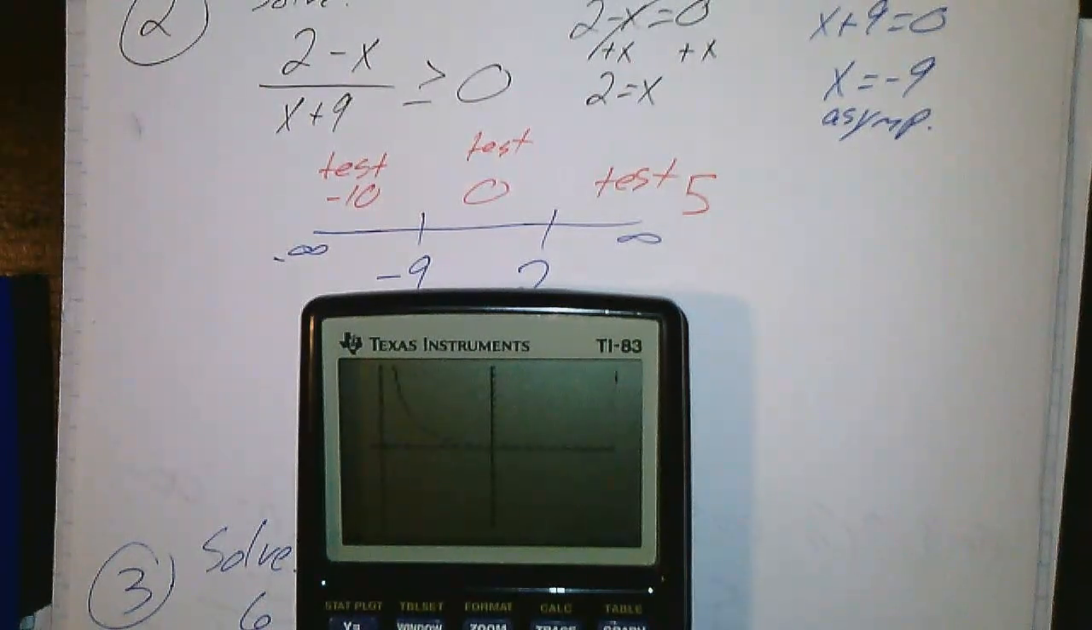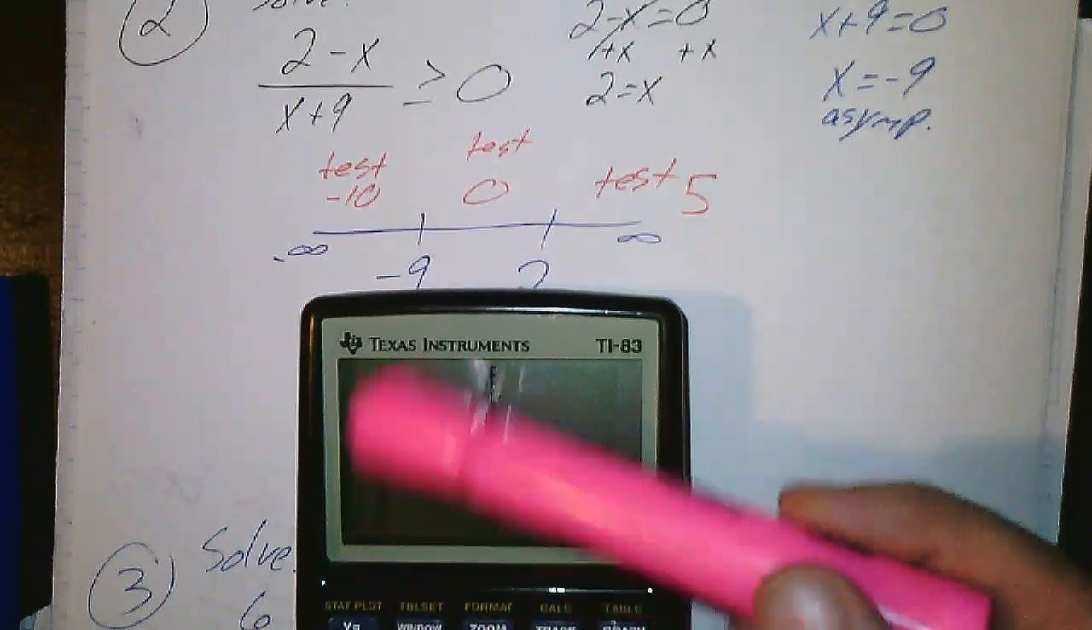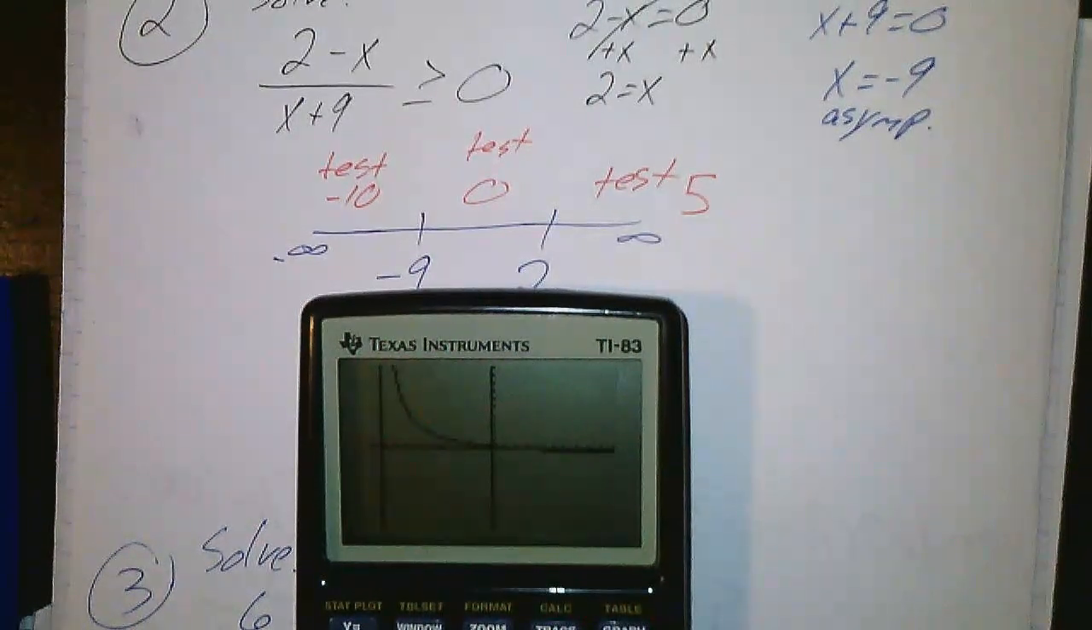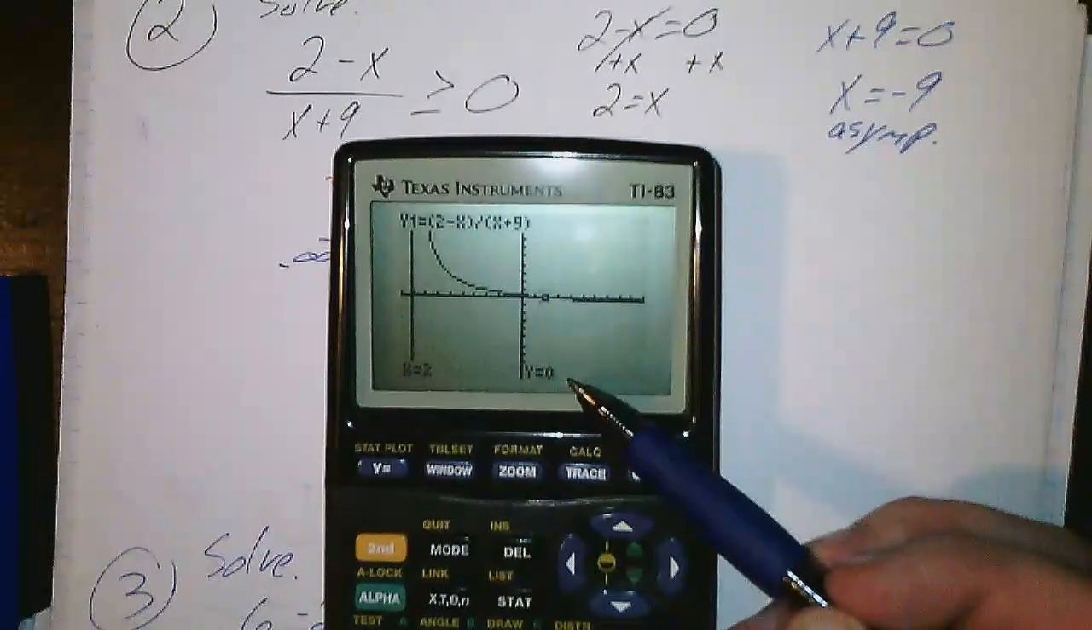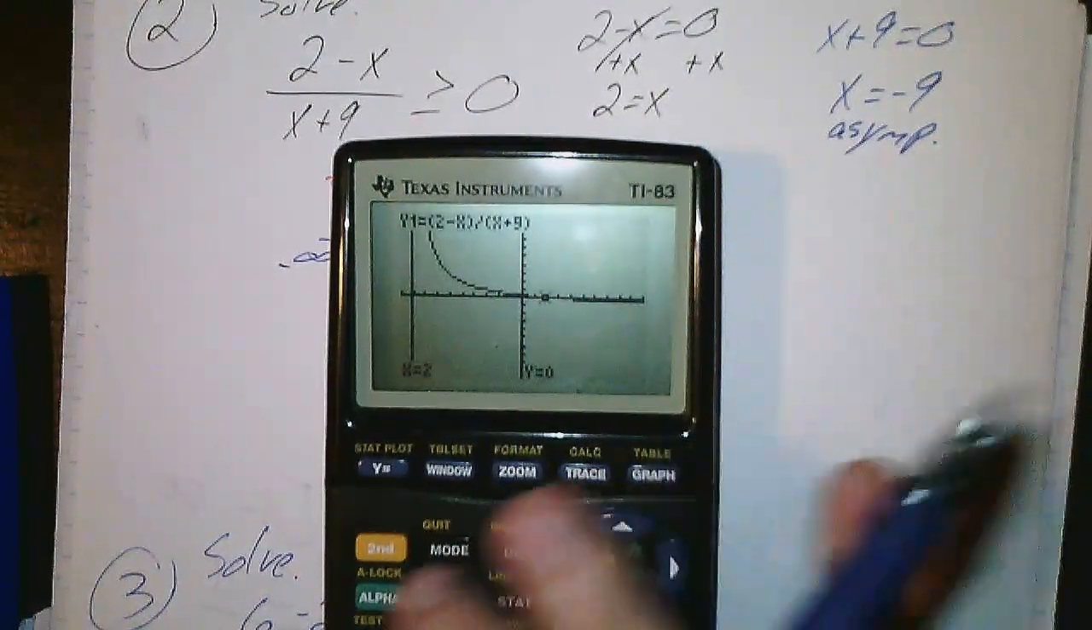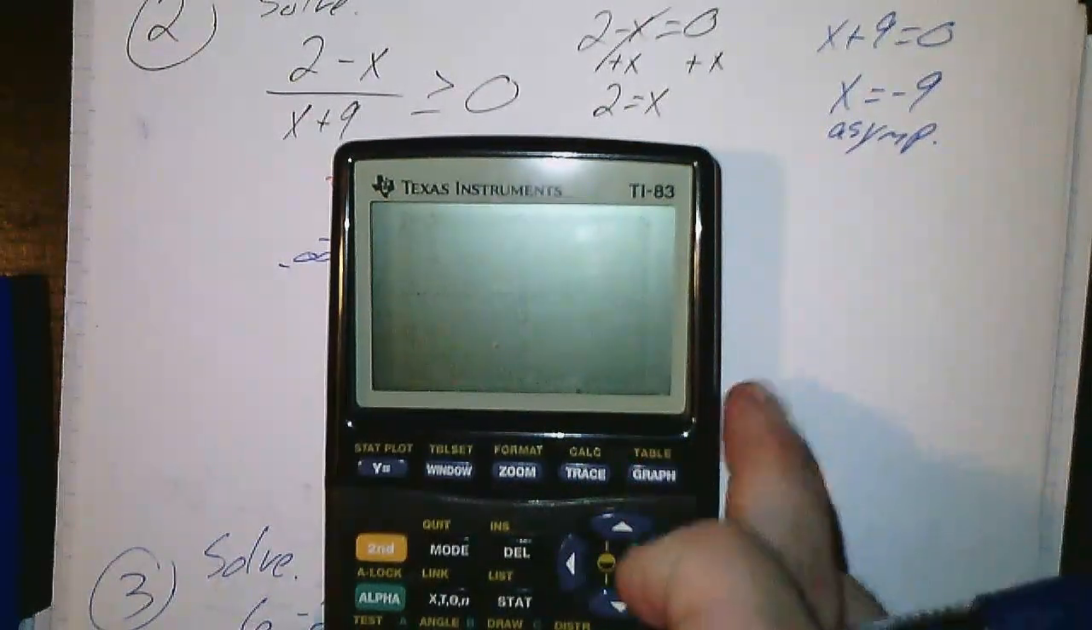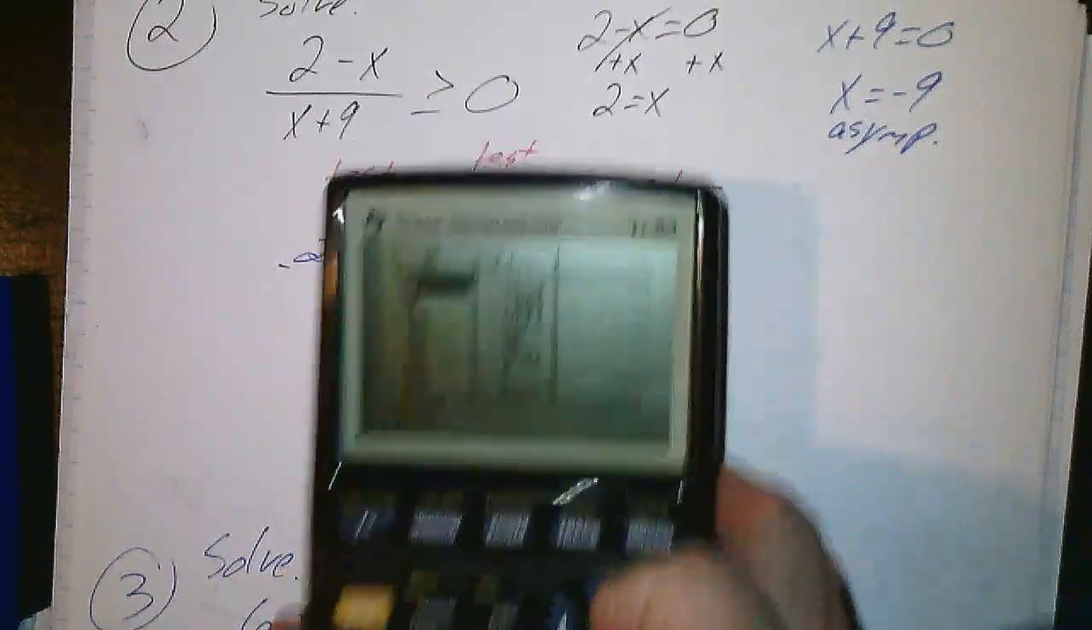We can look at the graph. There's the asymptote at -9. We have a solution at 2. I can trace, hit 2, hit enter. And that verified that that's a solution. So let's go to the table. And let's test these values.